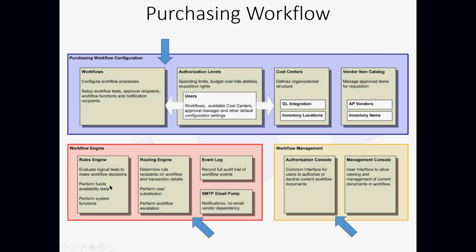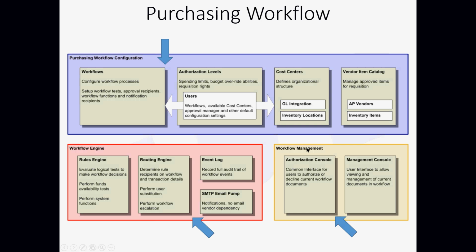So if you're a department head, you're looking at the system, you can see where in the process flow your particular requisition is. And then this email pump that they're talking about here is purely just the engine that actually generates the emails. So based on the workflow, it's going to say, okay, this needs supervisory approval. It's going to send it to the appropriate supervisor.